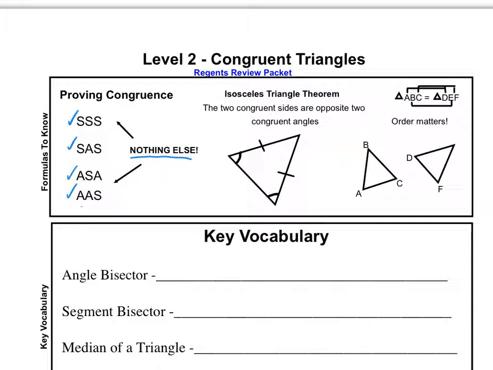The last one that we have is HL, which you might remember is when you have a right triangle and you have a congruent leg and a congruent hypotenuse, right? Like that. So those are the 5 ways to prove congruence.